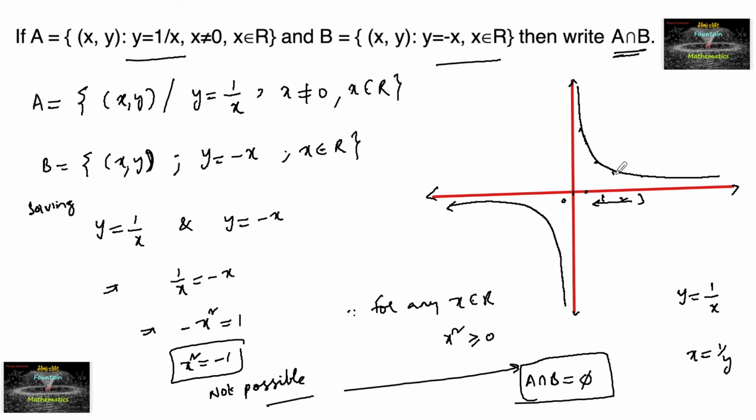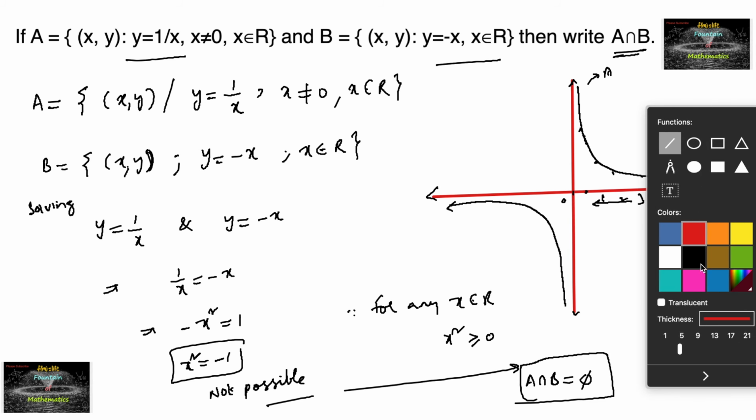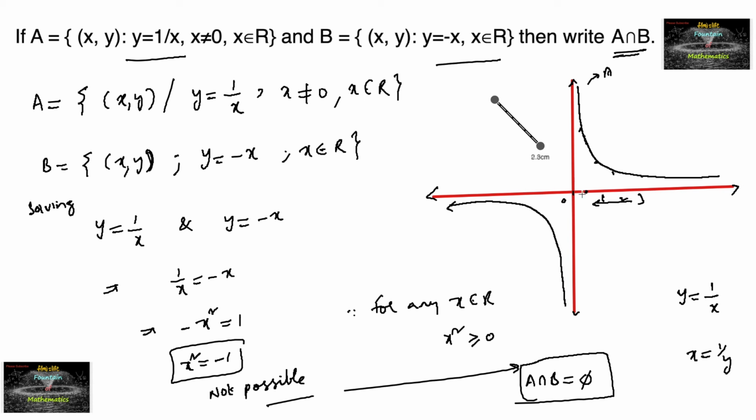And the next part, this is the set A graph, and for set B, given y is equal to minus x. You know y is equal to x is passing through the origin, and y is equal to minus x is passing through the second quadrant and fourth quadrant. So we can consider the graph. This is how the line y is equal to minus x passes through.